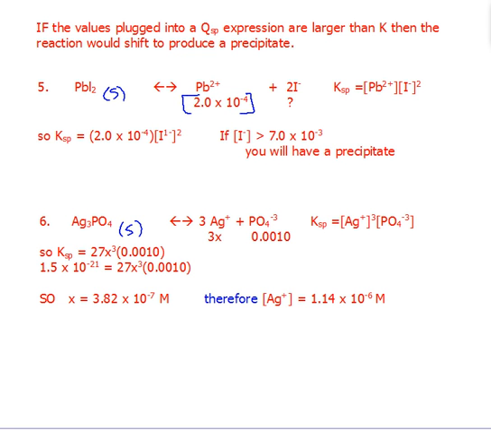Same thing down here. If you have too much silver, it's going to push it backwards. And so when the silver is equal to that, you have reached the equilibrium point.